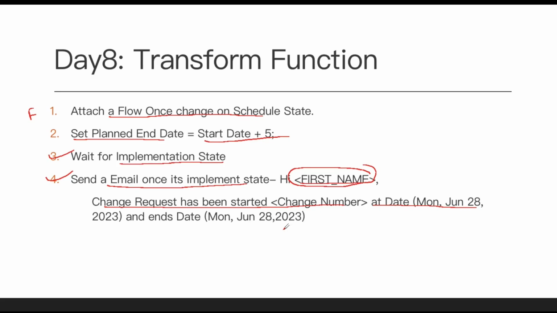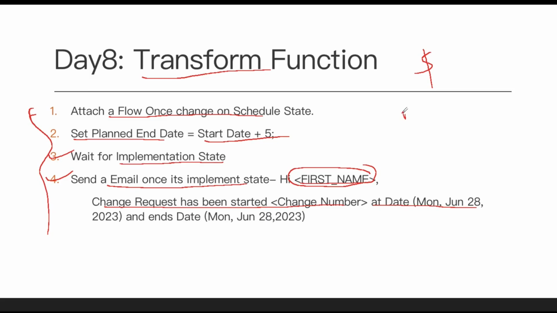So this is going to be our task today, and it needs the transform function. What is the transform function and how can we use it in our flow, I'm going to discuss right now. The transform function is an inbuilt Flow Designer function that helps us do certain operations without writing any script. Without writing any script we can do a lot of things, like taking just the first name from a whole name.